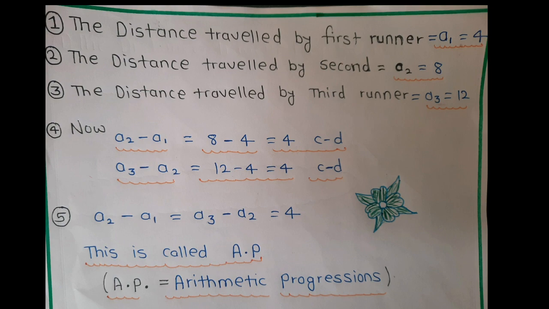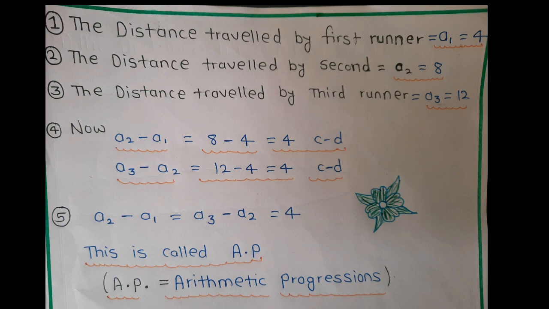Likewise, the total distance traveled by the third runner, that is 6 plus 6 is equal to 12 units, is the third term. So, in this way, it continues up to the last term, that is the sixth term, and the total distance traveled by the last runner will be equal to 12 plus 12, that is equal to 24 units.